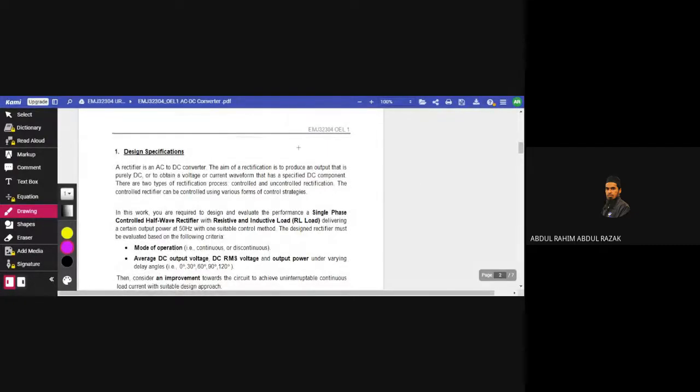AC to DC converter. It's the same as what we are learning. The output is purely DC, meaning that you don't have any kind of negative sign. So only pure DC, and to obtain the voltage or current waveform that has a specific DC component. There are 2 types of rectification process, controlled and uncontrolled. Uncontrolled uses only diodes, or controlled, which uses thyristors.